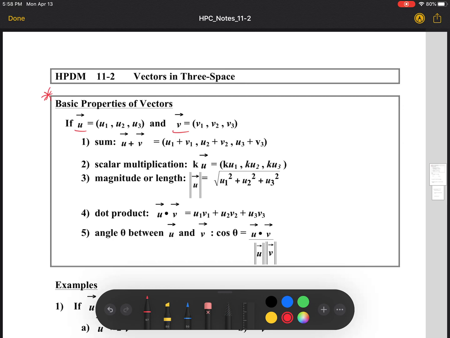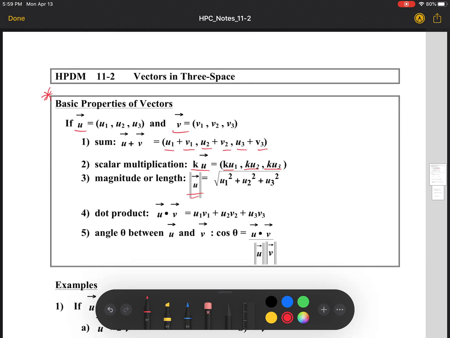We have our vectors u and v. So we have our sum property. We're just adding up the like terms. First terms add together, second terms add together, third terms add together. Our scalar multiplication: if we're doing k times vector u, k distributes to each component of u. When we're talking about the magnitude or length of u with those absolute value bars, that's just our r equation, which is the square root of our components squared and summed up.